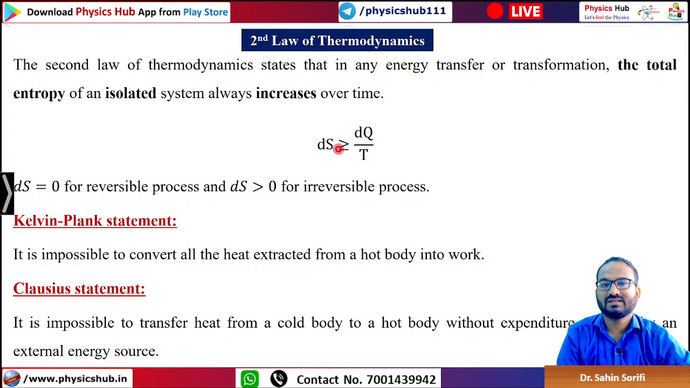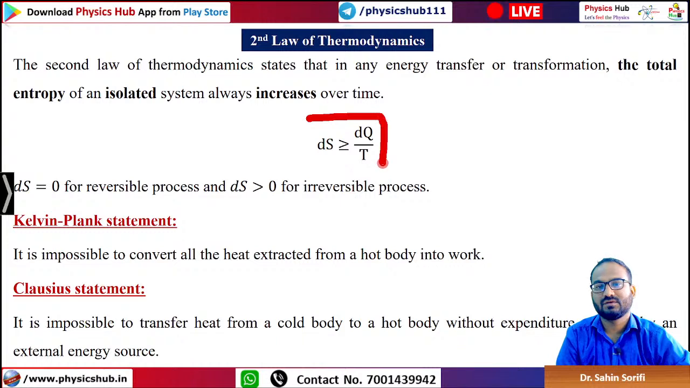dS is greater than or equal to dQ by T. It will not decrease actually. It may be 0. Minimum it may be 0. It will not be less than 0. So this is the mathematical form of the second law of thermodynamics: dS greater than or equal to dQ by T.